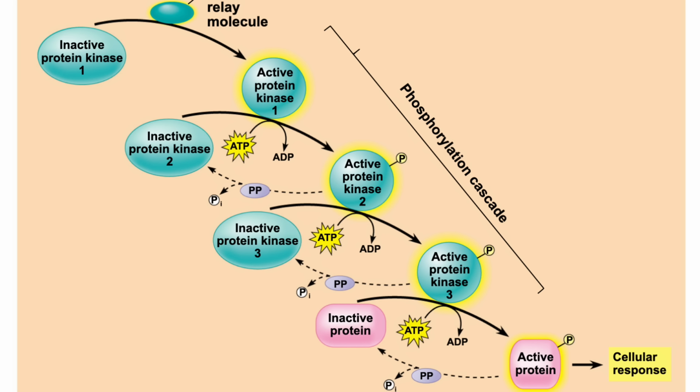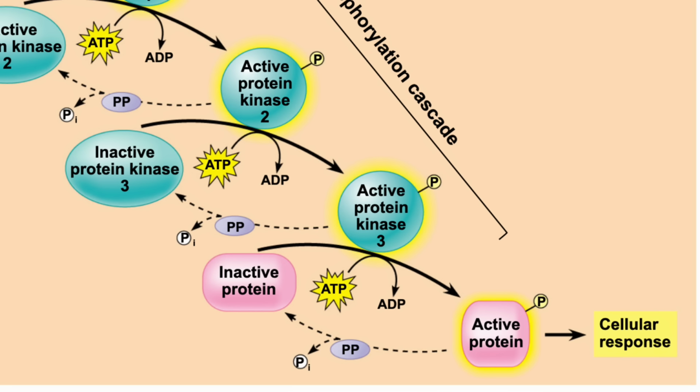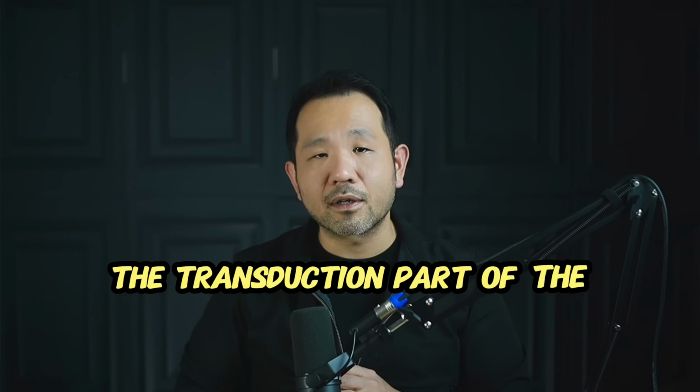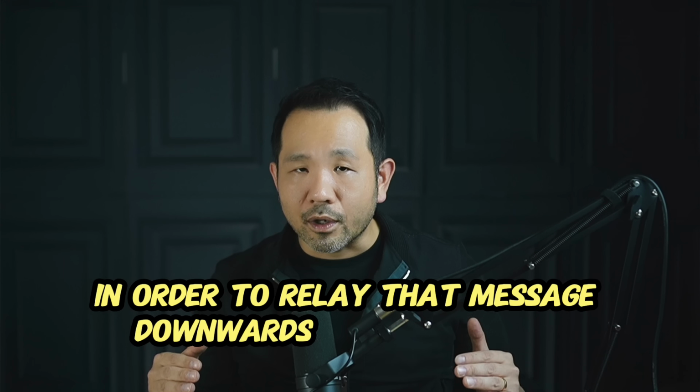So that activated protein kinase 1, phosphorylating and thereby activating protein kinase 2, then kinase 2 doing the same for kinase 3, all the way until you have the activation of the target protein, which would perform some response, is exactly what this transduction is all about. So in essence, the transduction part of the pathway involves a series of kinases activating one another in order to relay that message downwards in the pathway.